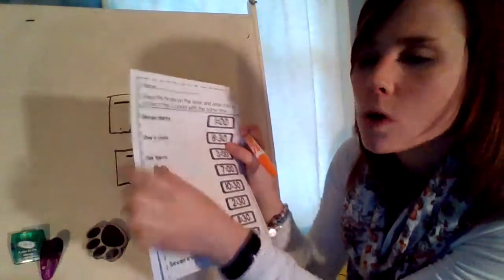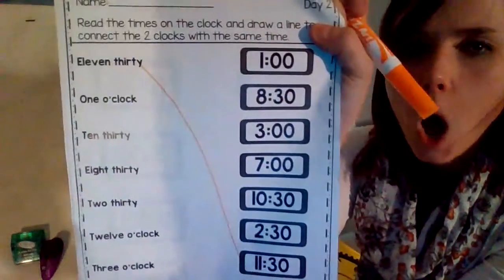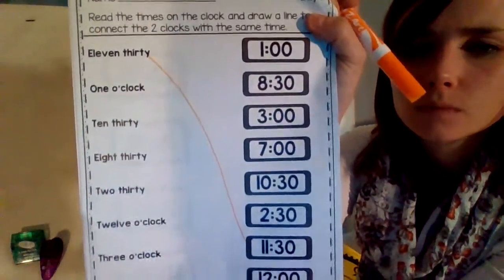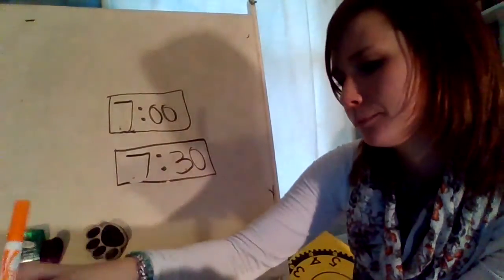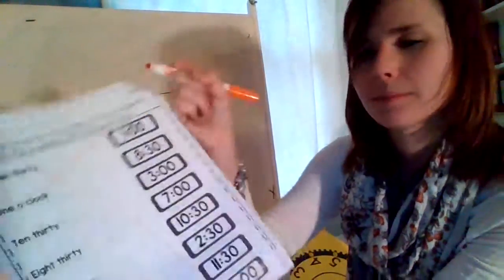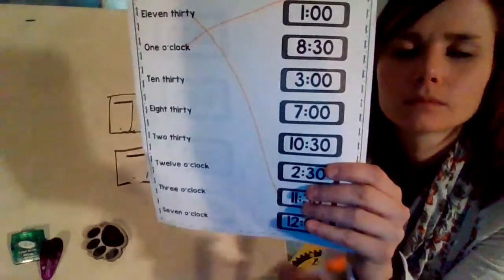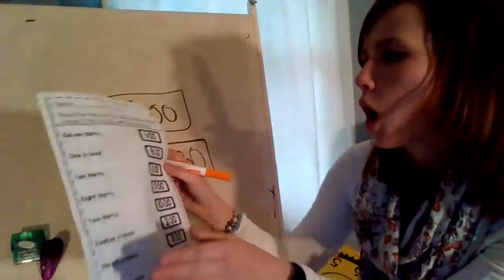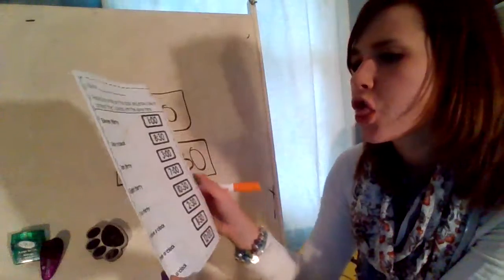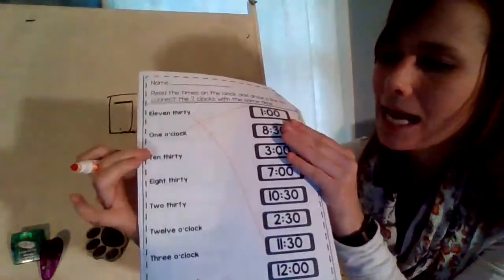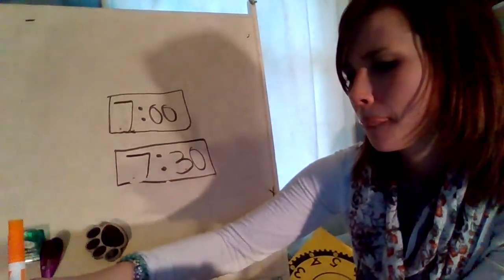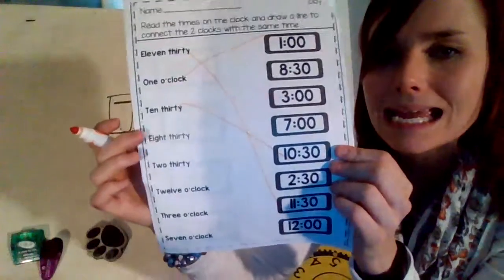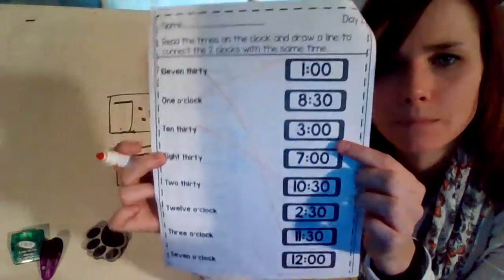1 o'clock. Which one is 1 o'clock? Find 1 o'clock with the digital clock. Nice job. Right there. Nice job. All right. 10:30 is the next one. 10:30. Nice job. Now we're looking for 8:30.